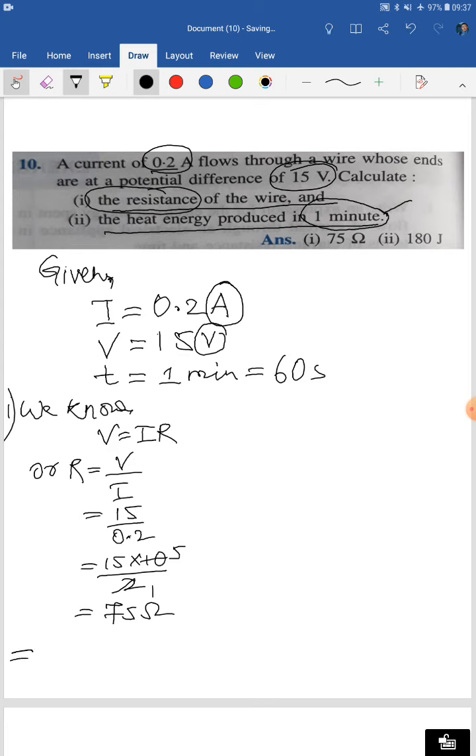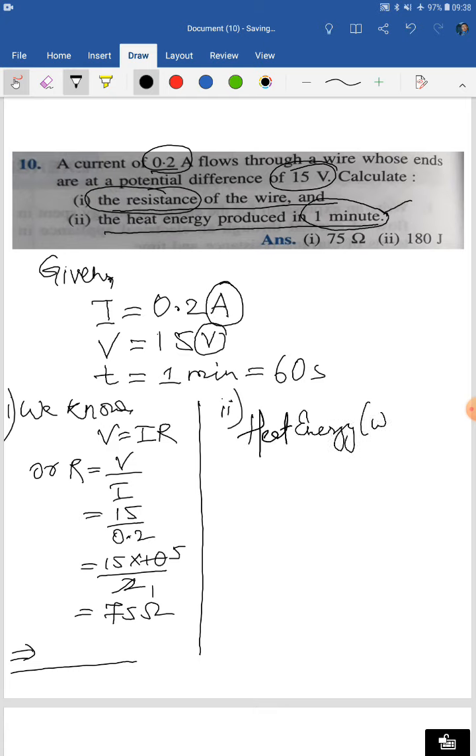So here don't forget to write the statement. The resistance of the wire is 75 ohm. Is that okay? Now question number 2, what you have to find? You have to find heat produced. So heat energy is given by W. So heat energy, W equals, the relation, I square R multiplied by T. So I is 0.2.